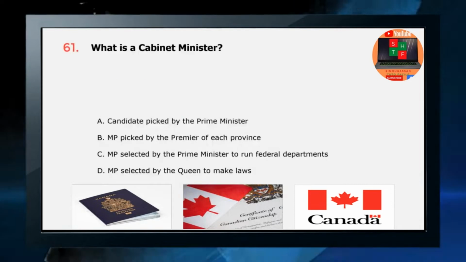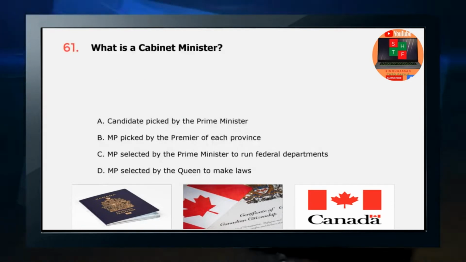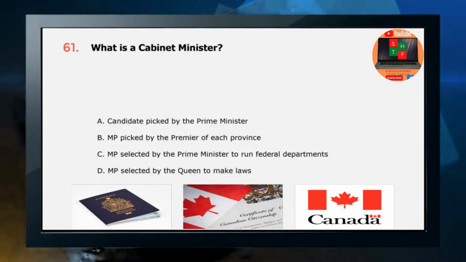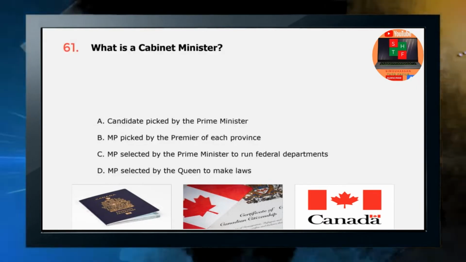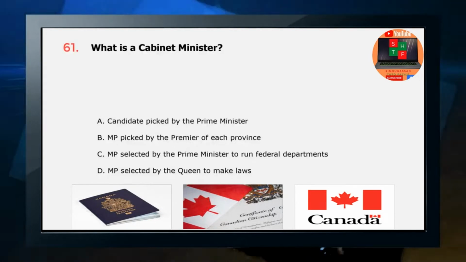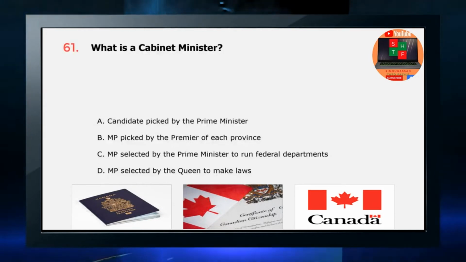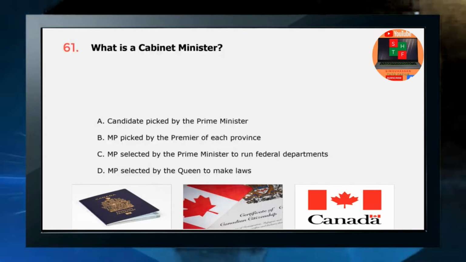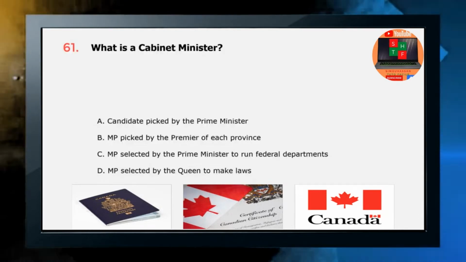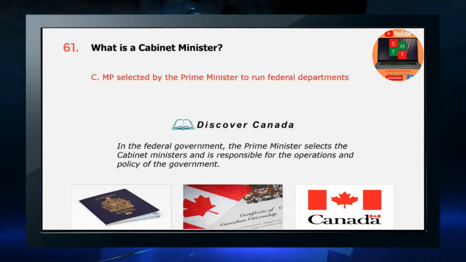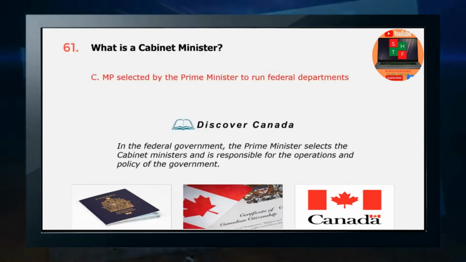Question 61. What is a cabinet minister? A. Candidate picked by the Prime Minister. B. MP picked by the Premier of each province. C. MP selected by the Prime Minister to run federal departments. D. MP selected by the Queen to make laws. The answer is C. MP selected by the Prime Minister to run federal departments.